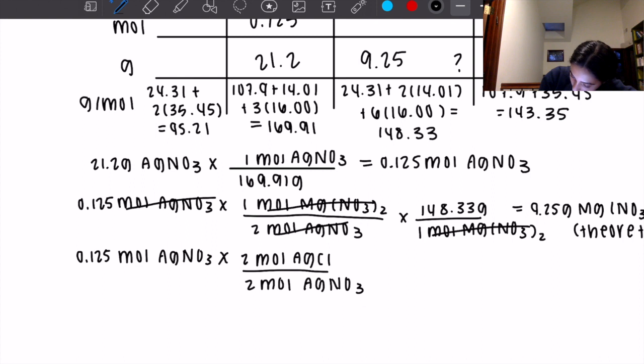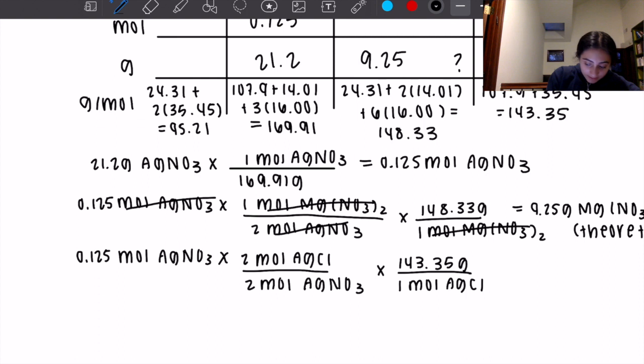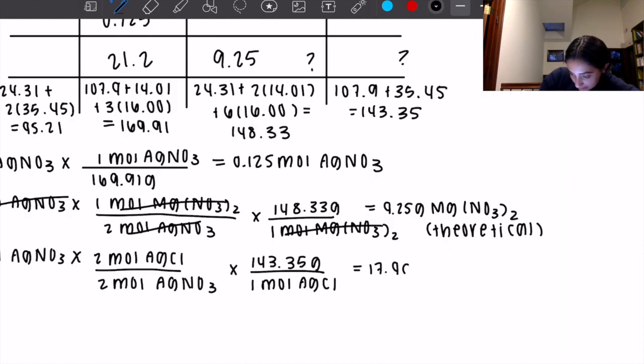Times 143.35 grams over 1 mole AgCl. So then multiplying and dividing by 2 is just like multiplying by 1. So I'm going to just multiply by 143.35 to get 17.9 grams of AgCl. And again, that is theoretical.